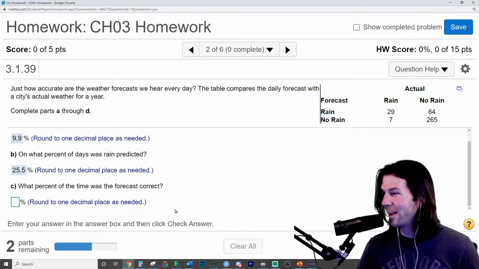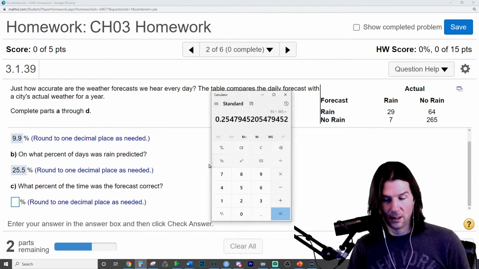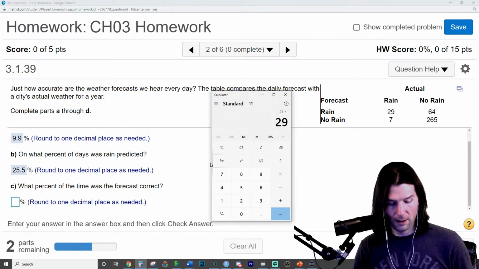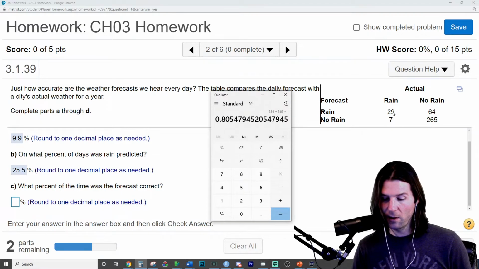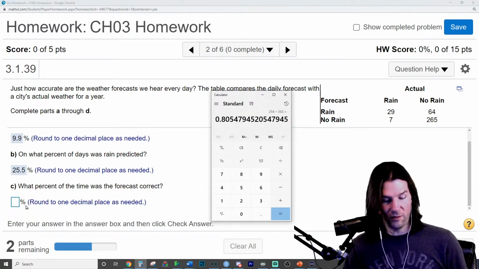On what percent of days was the forecast correct? That's when it actually rained and rain was predicted, or actually no rain and rain was not predicted. So 29 plus 265 divided by 365. We're just adding together this number here and this number here, dividing by the total 365, and we get 80.5.